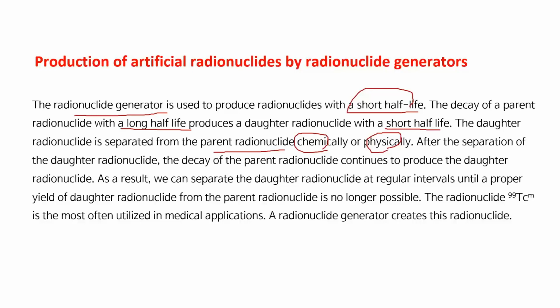After the separation of the daughter radionuclide, the decay of the parent radionuclide continues to produce the daughter radionuclide. As a result, we can separate the daughter radionuclide at regular intervals until a proper yield of daughter radionuclide from the parent radionuclide is no longer possible. The radionuclide TC99M is most often utilized in medical applications. A radionuclide generator creates this radionuclide.